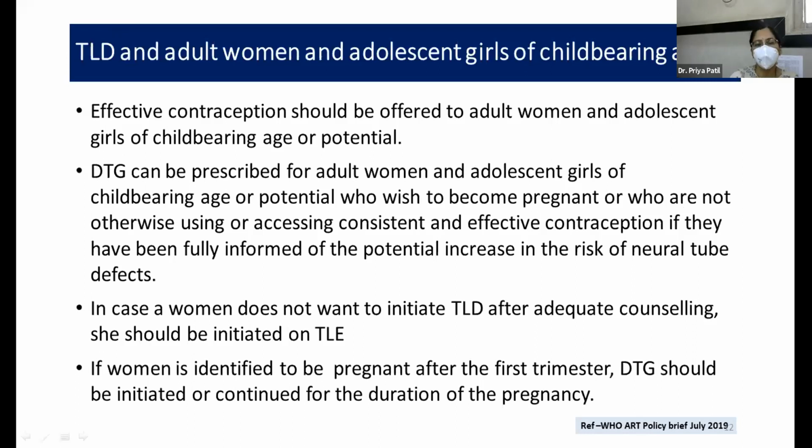Now, TLD in adult women and adolescent girls of childbearing age. The guidelines say that effective contraception should be offered to adult women and adolescent girls of childbearing age or potential. DTG can be prescribed for adult women and adolescent girls of childbearing age or potential who wish to become pregnant or who are not otherwise using or accessing consistent and effective contraception, if they have been fully informed of the potential increase in the risk of neural tube defects.